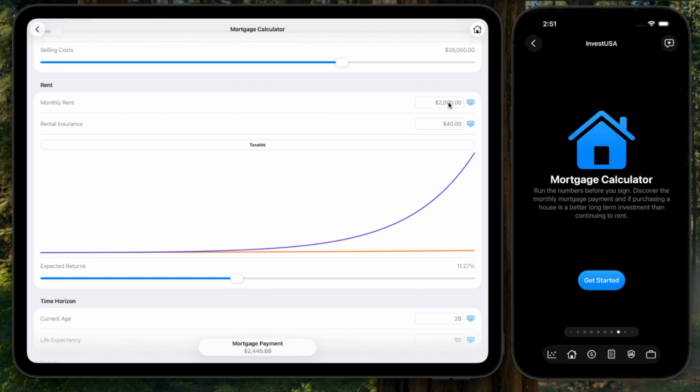Is it $2,500? To make sure this is an even comparison, we're going to assume that the living spaces are essentially the same and the utilities are also the same. The major difference between renting and buying a house would be that your rental insurance is a lot cheaper than your property insurance.